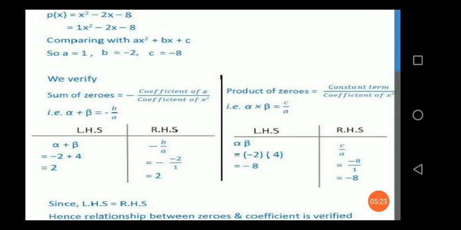Always the sum of roots, or sum of zeros, will come as minus b by a, and the product of zeros will come as c by a. Always your LHS and RHS will be equal. Okay. Understood?